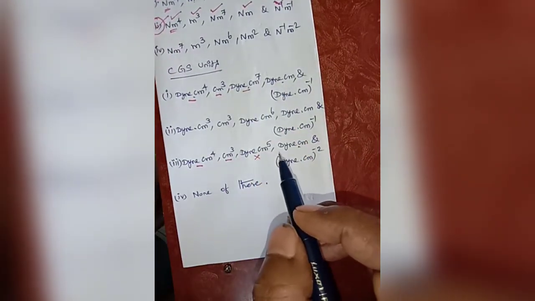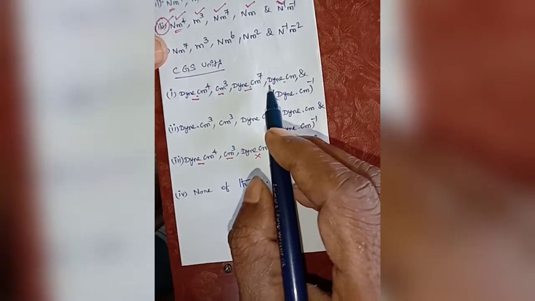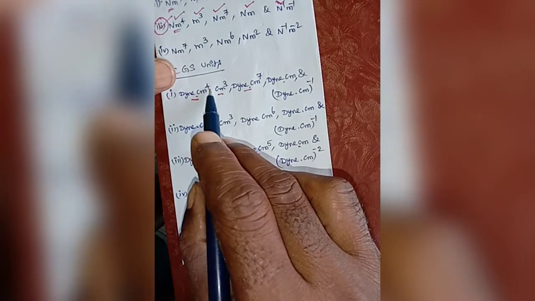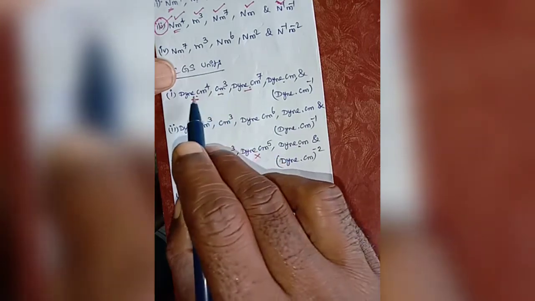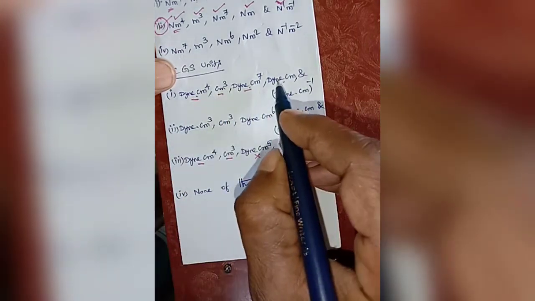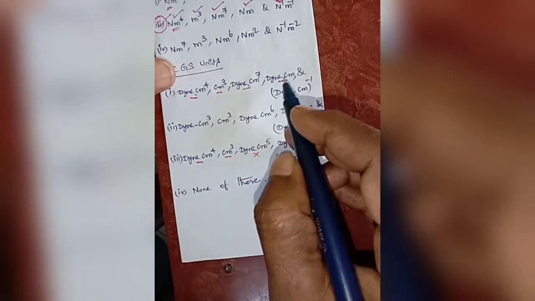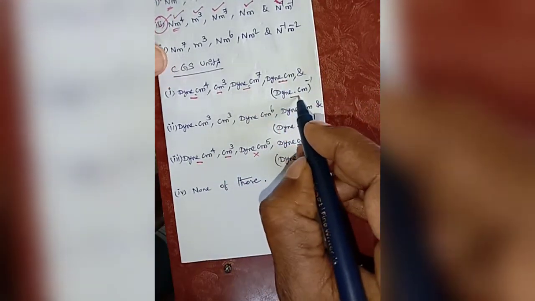Next, A by B means dyne centimeter power 4 divided by centimeter cube. So now these two divide, then only we get dyne centimeter. This is also a correct answer. Next, take the inverse: dyne centimeter inverse.